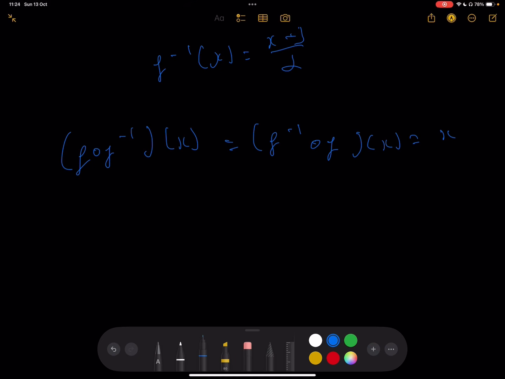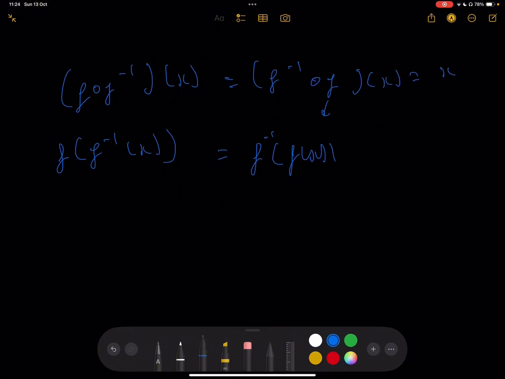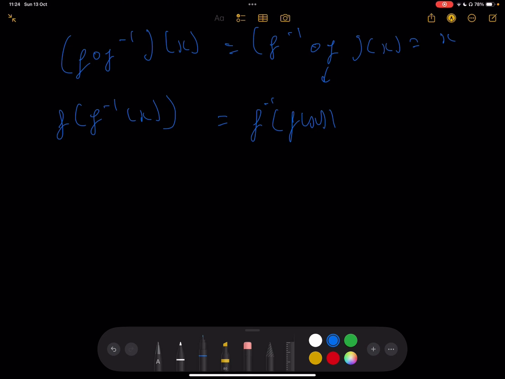So what does this look like? Well, f following the inverse function of f of x is the same as writing it like this. And then this is the same as writing the inverse function following f of x. There we go. So how would we write this? Well, we can solve it in stages, right? So firstly, let's solve this side first and express this in a way that we can comfortably show that they're both equal to x.